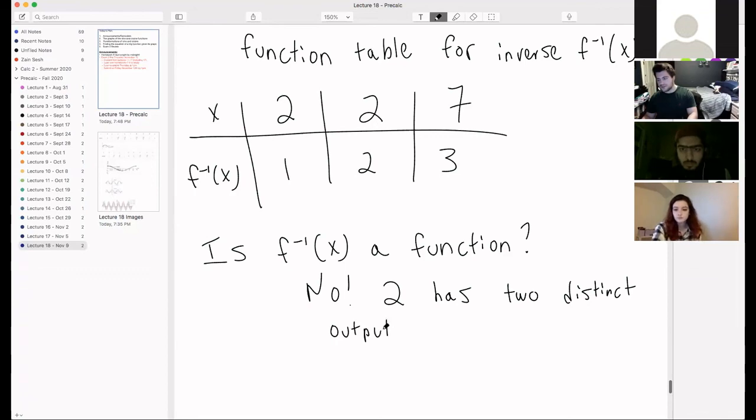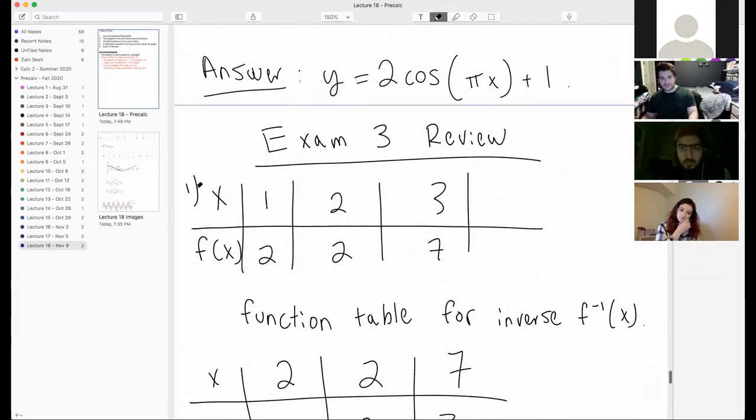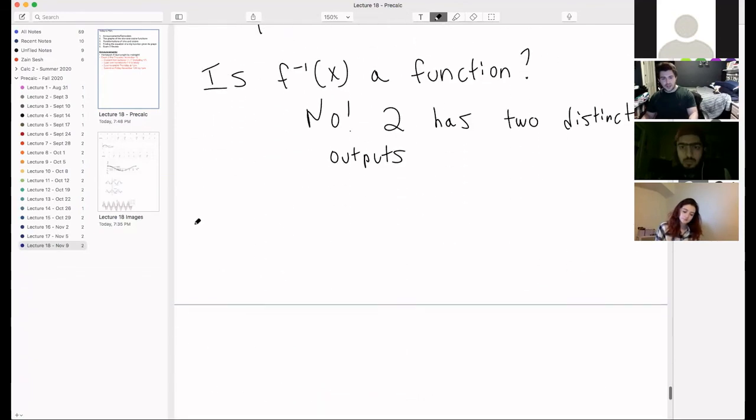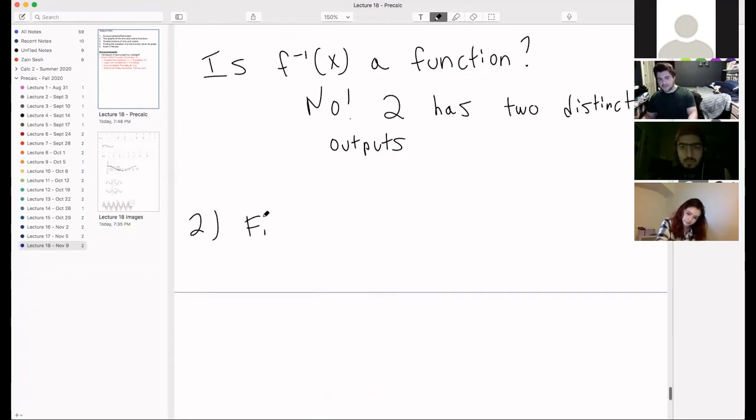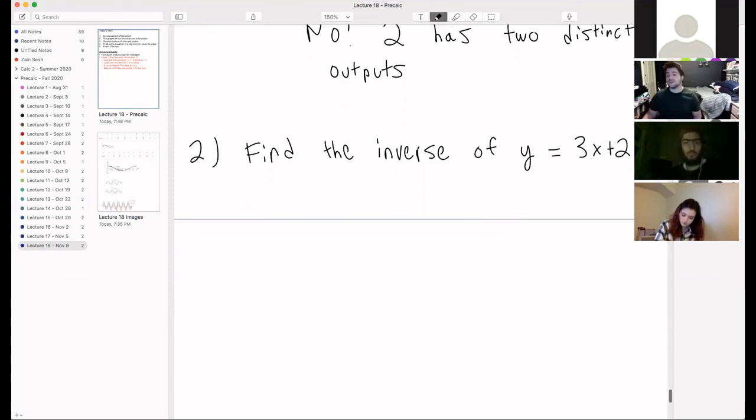Okay, so that will be something I'll ask you next. So I'll just number this. That was number 1. Number 2 will be to find the inverse. Find the inverse of y equals 3x plus 2. I'm giving you a function and I would like for you to produce the inverse function.